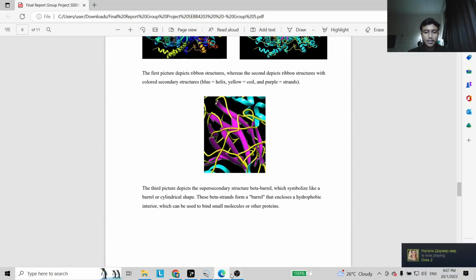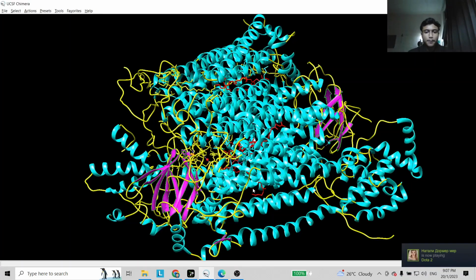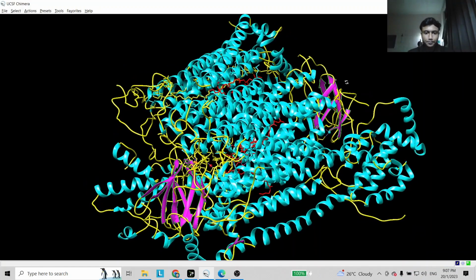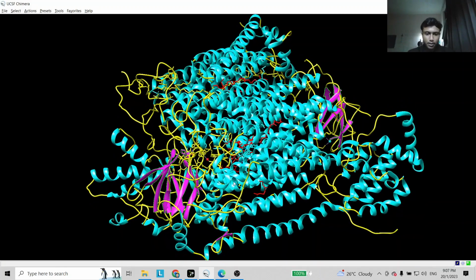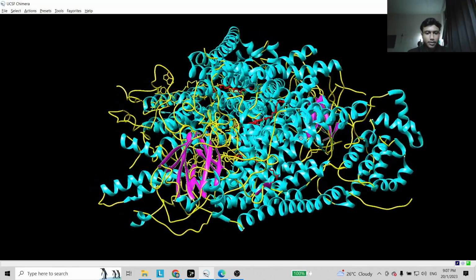As you can see, based on Chimera, and this is the image that I get on the PDB. As you can see, the blue is helical, yellow is the coil, and purple is the strand.